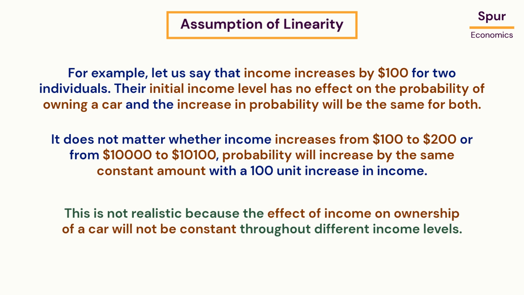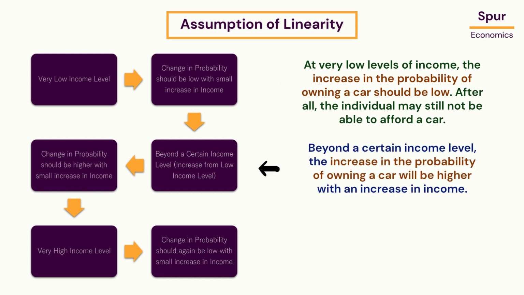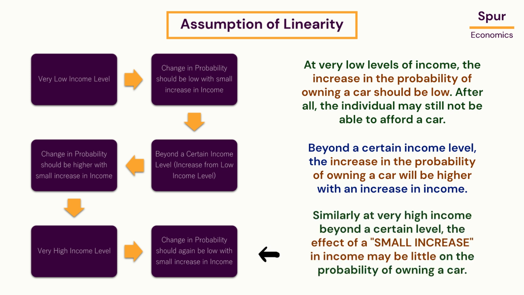This is not realistic because the effect of income on ownership of a car will not be constant throughout different income levels. At very low levels of income, the increase in the probability of owning a car should be low. After all, the individual may still not be able to afford a car. Beyond a certain income level, the increase in the probability of owning a car will be higher with an increase in income. Similarly, at very high income beyond a certain level, the effect of a small increase in income may be little on the probability of owning a car.